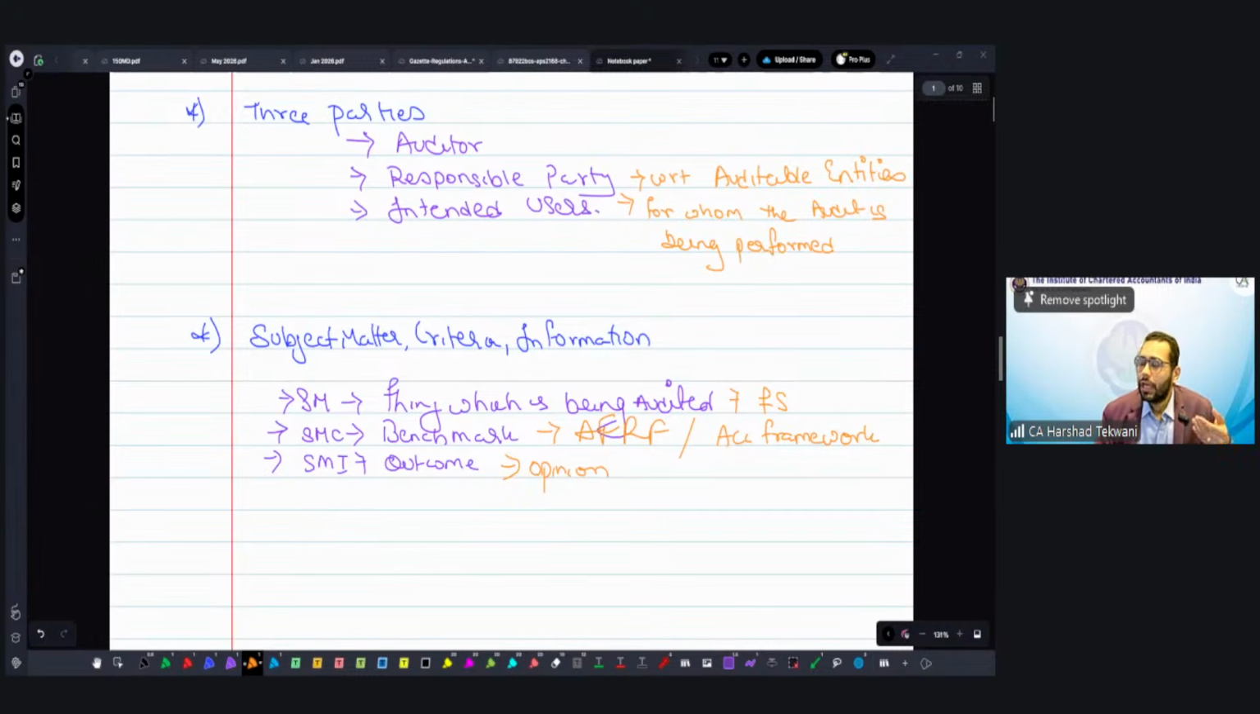In compliance audit, in performance audit, the opinion may differ, the outcome may differ. It's not the plain opinion of true and fair. There are multiple things over there, but that is the subject matter information. Clear with this?